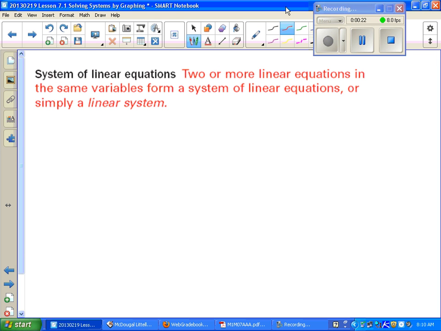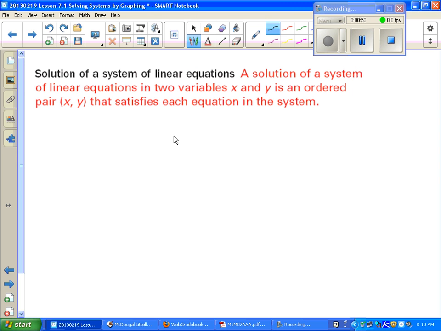First one is, what is a system of linear equations? Notice it's two or more linear equations in the same variables. They form a system of linear equations, or simply a linear system. So two or more equations, such as y equals x plus 2 and y equals 1/2 x minus 3, that's a system of linear equations. We could graph both of those on the same plane, which we'll do, looking at our second definition, a solution of it.